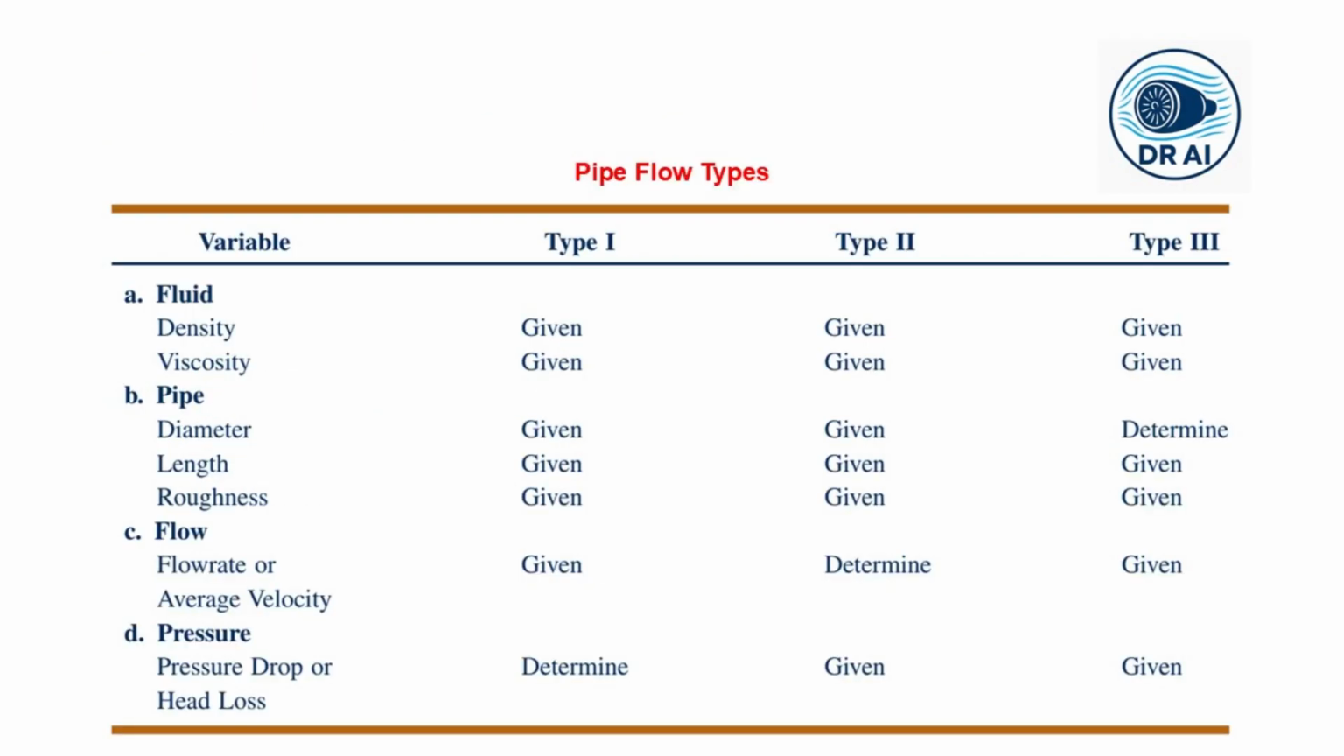Now we come towards type number 2, which is to determine the flow rate. So type 2 problems are where things get more interesting. In this case, you are given the pipe and the fluid, and you are given the driving pressure or the head loss that is available, but you don't know the flow rate. You need to find the volume flow rate Q.